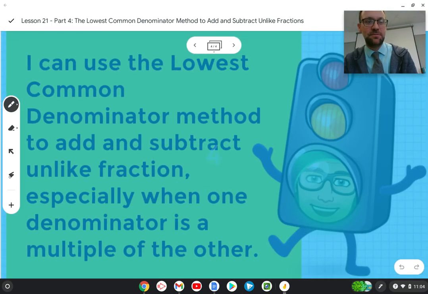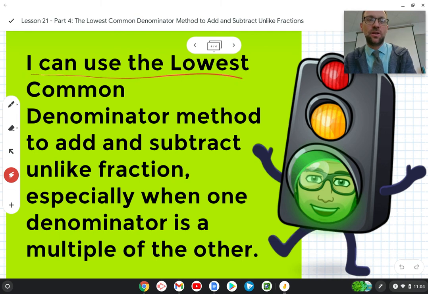Today's learning target is I can use the lowest common denominator method to add and subtract unlike fractions, especially when one denominator is a multiple of the other.